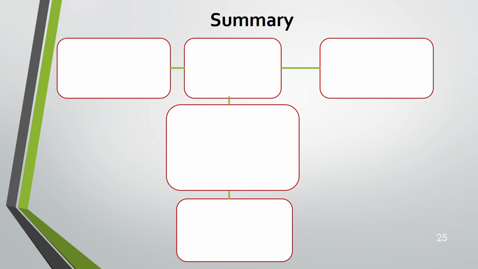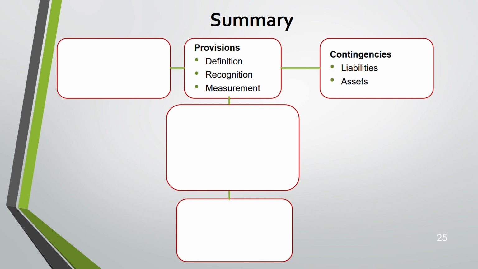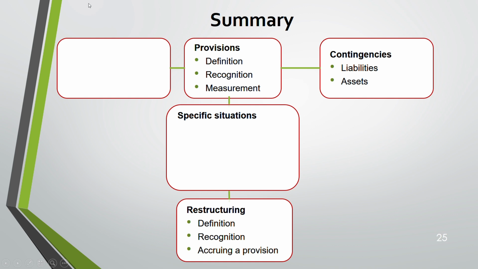Now let us summarize everything that we have discussed in this lecture. Starting with provision, we have defined what is provision, then we went through recognition and measurement. Then we went through contingencies, contingent liabilities and assets. When it is assets, it is more strict compared to liabilities. Then we went through restructuring. We defined it, then went through recognition and acquiring a provision. Then we went through the 4 specific situations, starting with future operating losses.